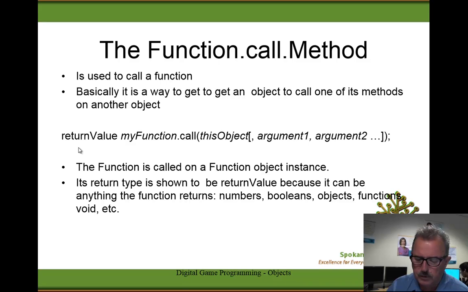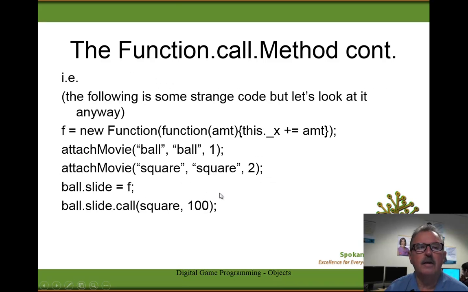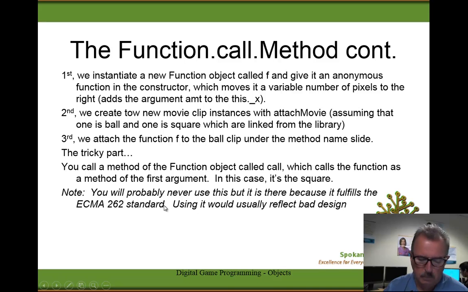Just realize that the function is called on a function object instance. The return type is shown to be a return value, and that's because it can be anything that the function returns. It could be a number, Boolean, object, function, void, and so on. The first argument to call is the object upon which the function should operate. That argument is followed by individual arguments to call the function with. So there can be anywhere from zero to more arguments as usual. So let's look at this with script and see it in action here.